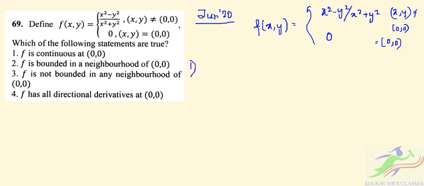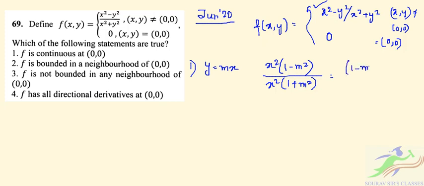Option 1. If we put y = mx, it can be written as x²(1 − m²) over x²(1 + m²). After simplifying, putting in the value, f(x,y) will be (1 − m²)/(1 + m²), which depends on m. So we can say that f is not continuous at (0,0). So our option 1 is incorrect.